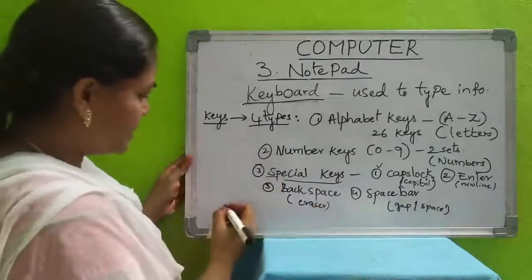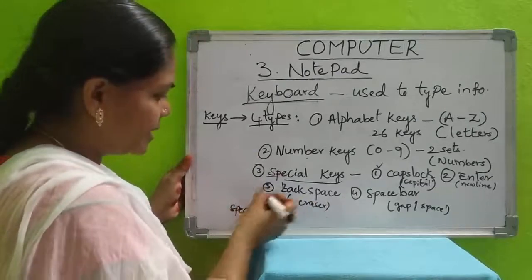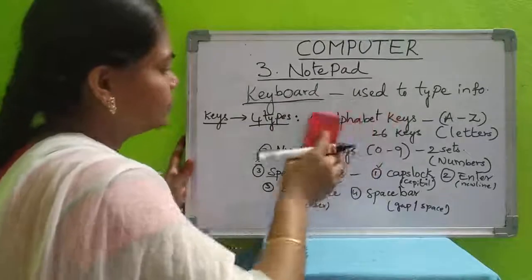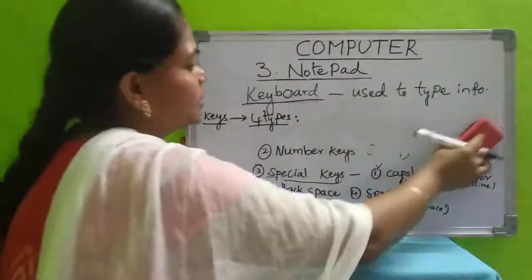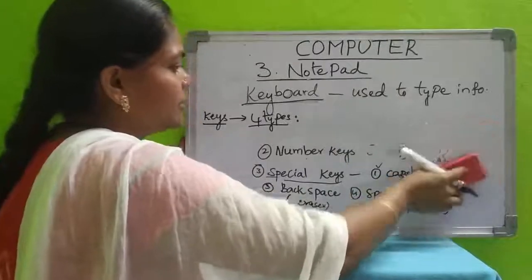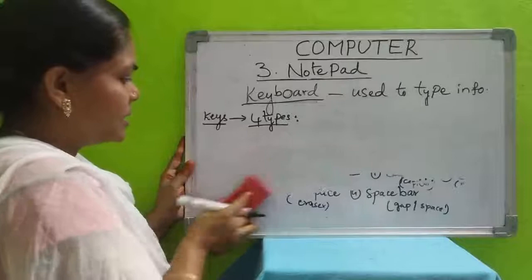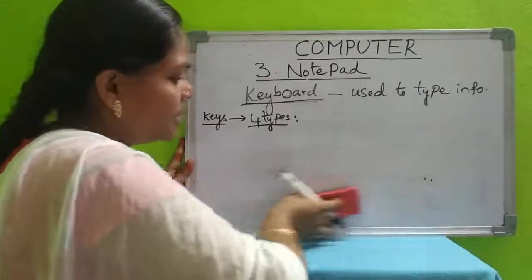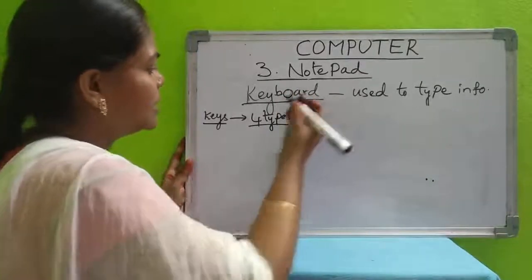And you can type special characters also. So we can type special characters. What are those? I'll write here. We can type alphabets, that means letters. With those letters we will write words and sentences. Second one is number keys. Using number keys we can type numbers. Any digit of number we can type. And third one is special keys.